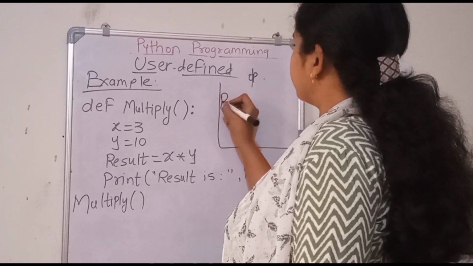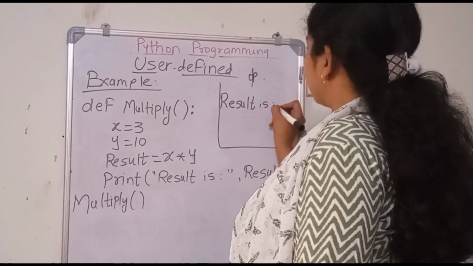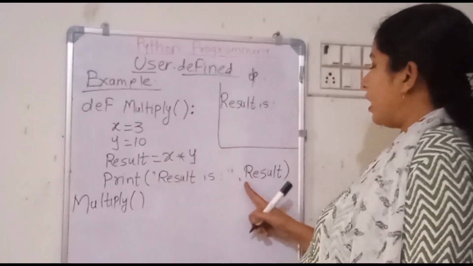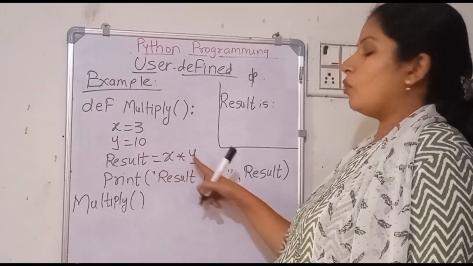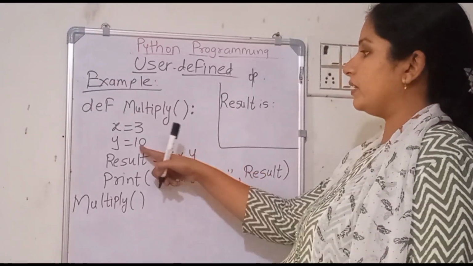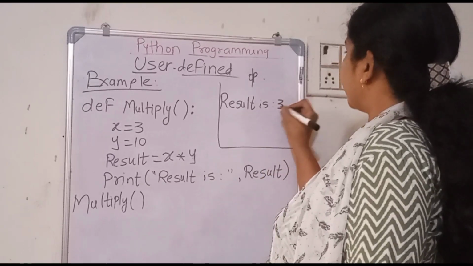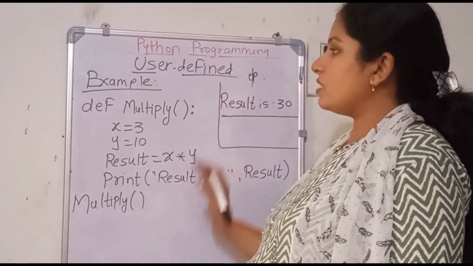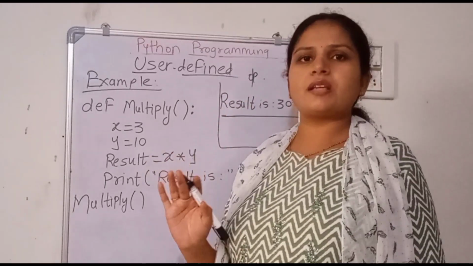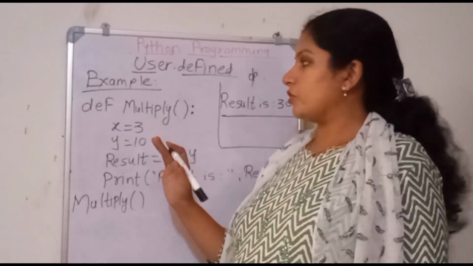So now your output is: Result is, this will be printed as it is, and the result value x multiplied by y, x is 3, y is 10, so 3 multiplied by 10, 30. Result is 30, this will be your output. So this is the simplest example of function definition and calling a user defined function.